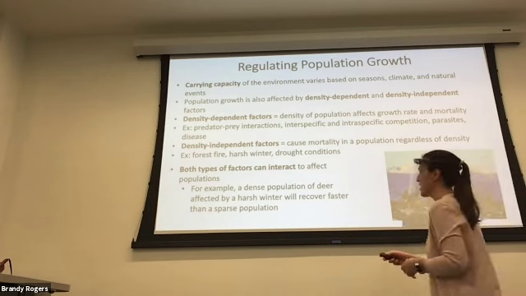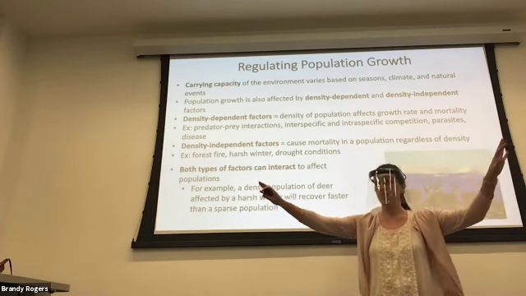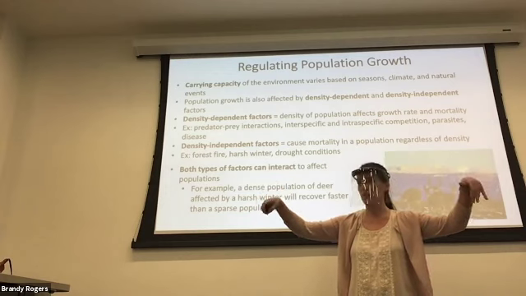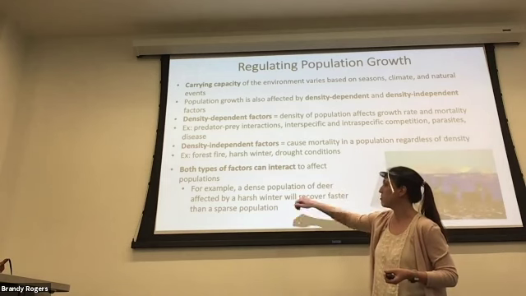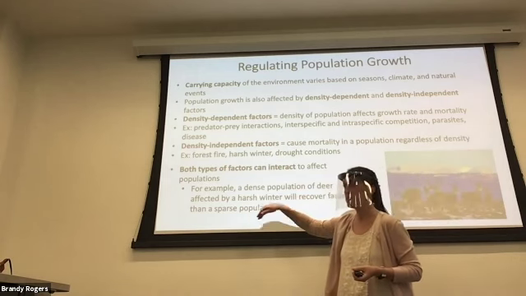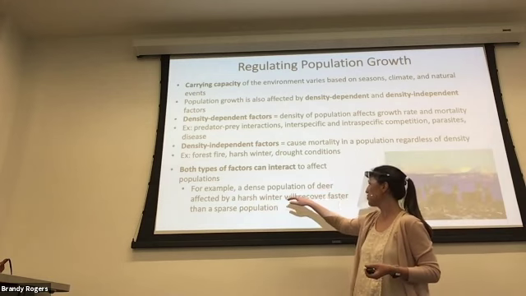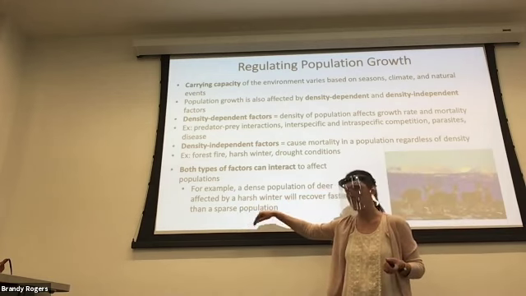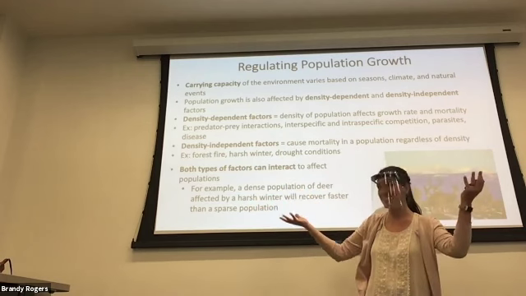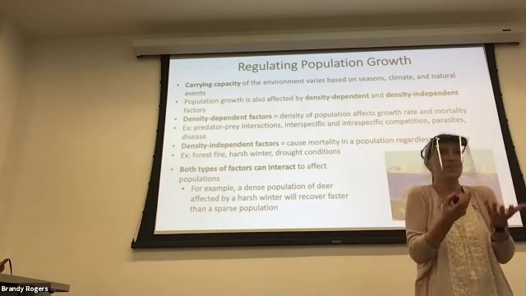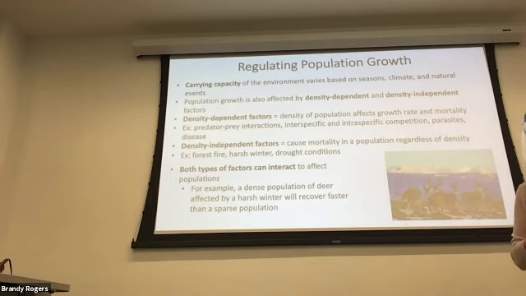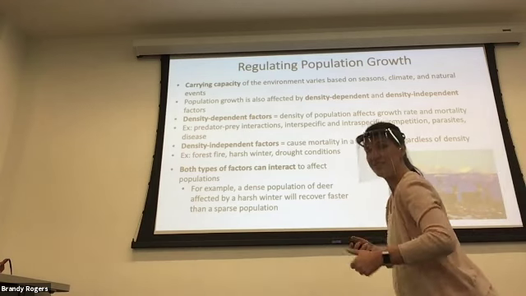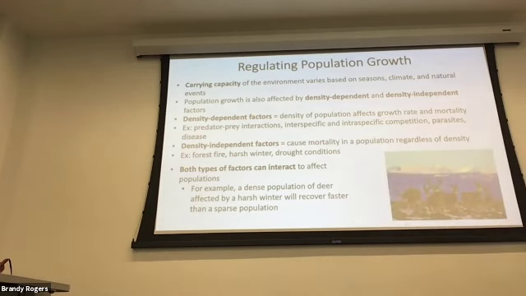But in reality, just like everything else, there's never like one or the other totally operating independently of each other. Okay, so both types of factors interact to affect populations. An example would be a dense population of deer affected by a harsh winter, which is density independent, right, will recover faster than a sparse population, just because there are more to start with. Right, so density independent and density dependent are always going to be sort of at an interplay with one another, but I just want you to understand that both are there, both exist. You guys good? Everybody on Zoom good? Okay, speak up if you need to.